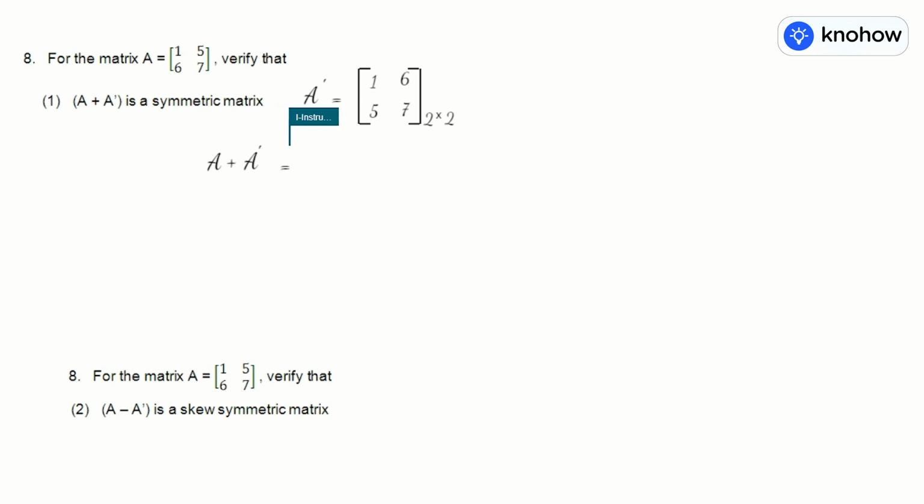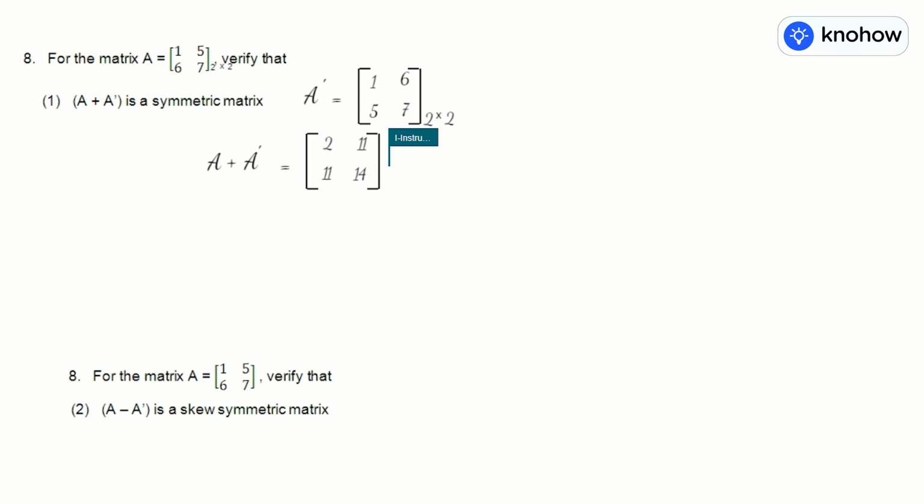Both the matrices being of the order 2 by 2, just add the corresponding elements. You get 1 plus 1, 2; 5 and 6, 11; 6 and 5, 11; and 7 and 7, you get 14. So A plus A dash is the matrix 2, 11, 11, 14. Now we have to prove it is symmetric.